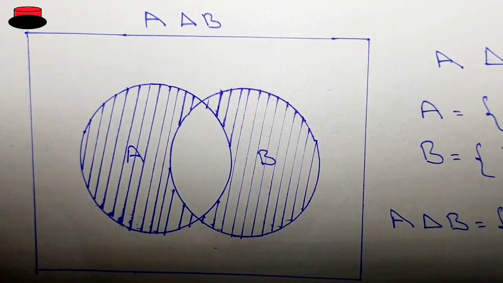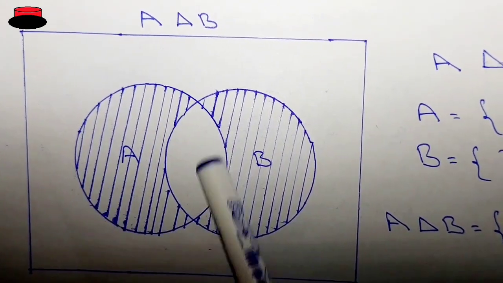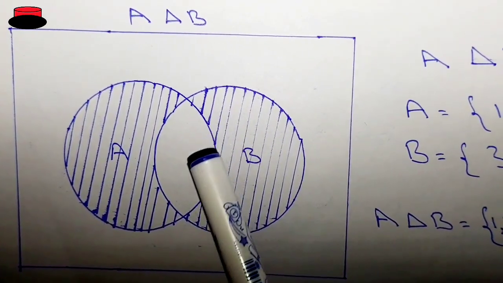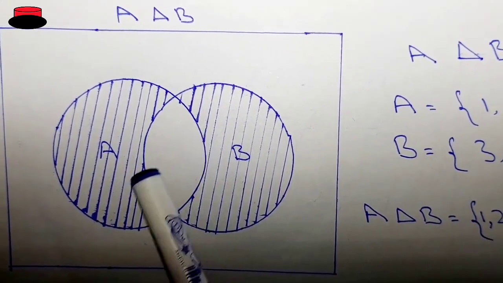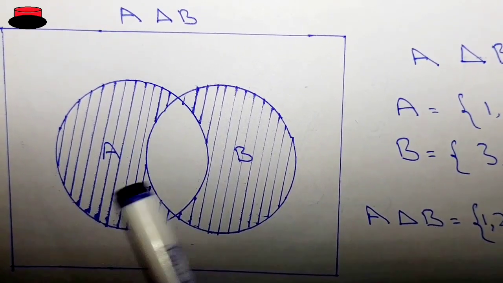And this is the Venn diagram of the A delta B. This is the set A and this is the set B. And the elements which are common in both the sets will not be shaded. So the remaining area will be shaded.